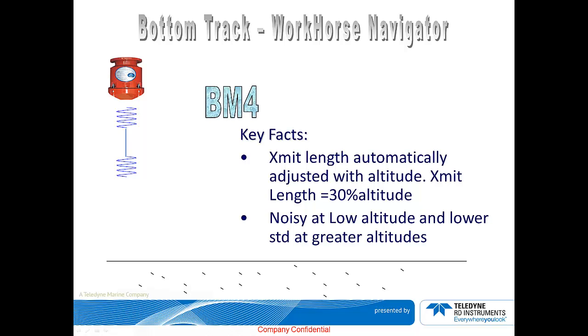Bottom mode 4 is generally used at higher altitudes. Note that typically, the bottom track transmit pulse length is about 30% of the altitude, and with bottom mode 4, the bottom track transmit length is automatically adjusted with altitude. The only drawback of this mode is its measurements have high standard deviations at lower altitudes.